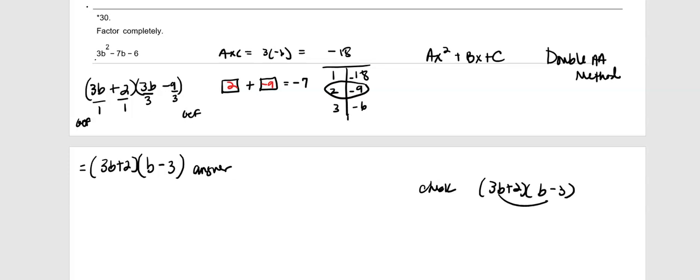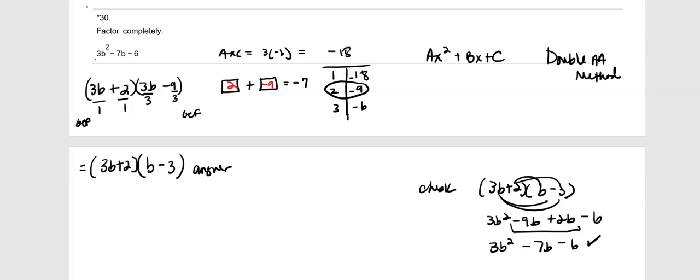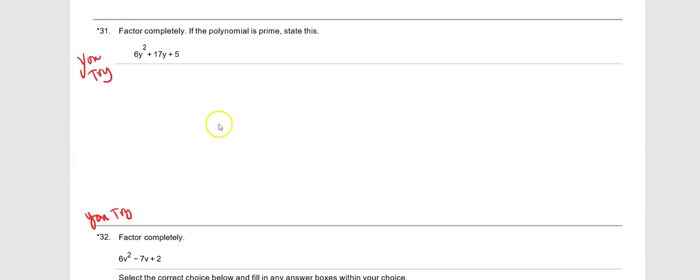So we're going to multiply 3b times b, which is 3b squared. 3b times a negative 3 is a negative 9b. 2 times b is a positive 2b. And 2 times a negative 3 is a negative 6. After combining like terms, we have 3b squared minus 7b minus 6. And that checks out with that original trinomial.